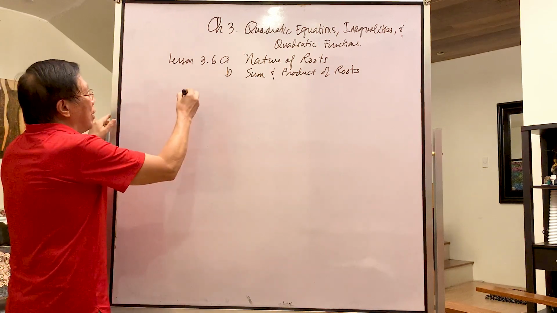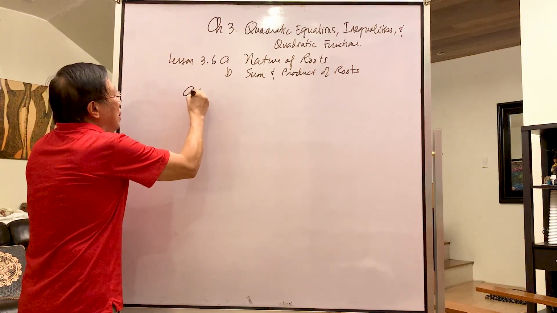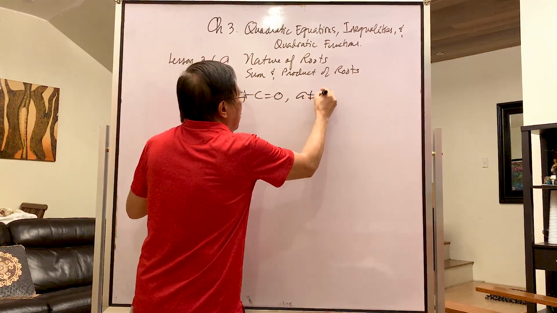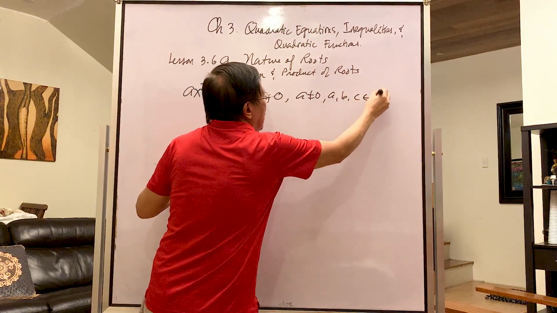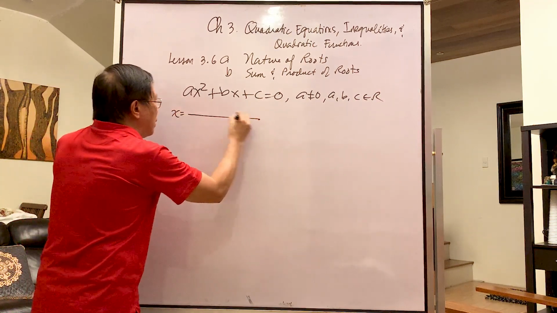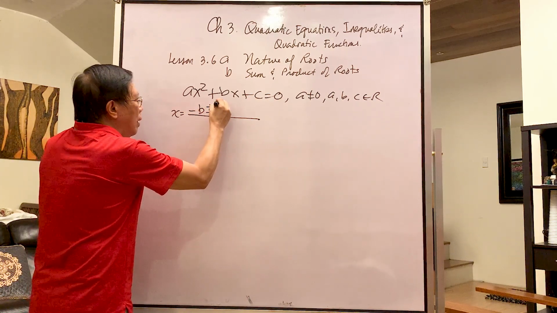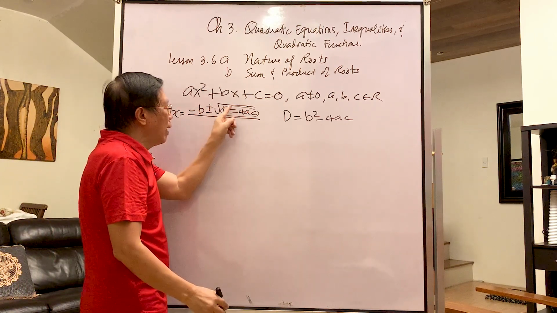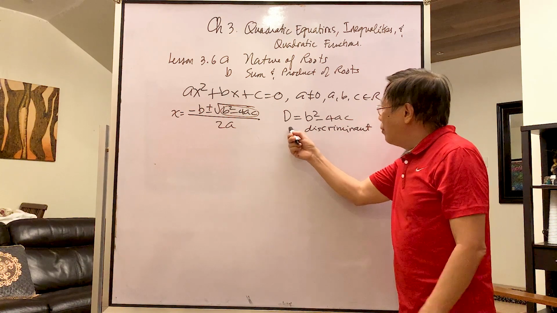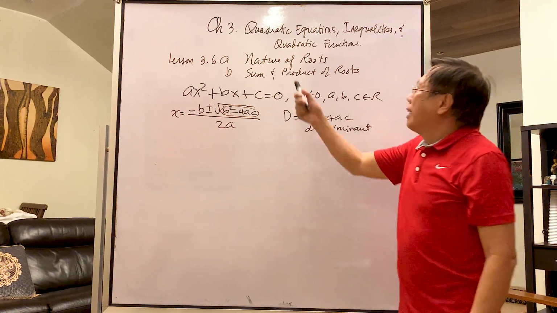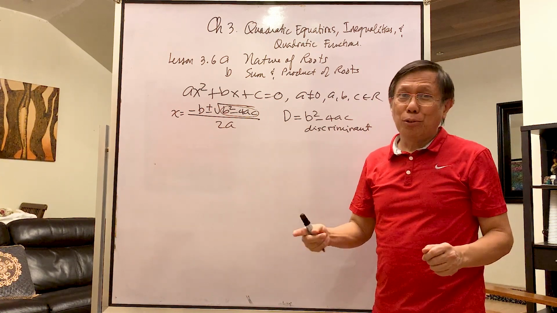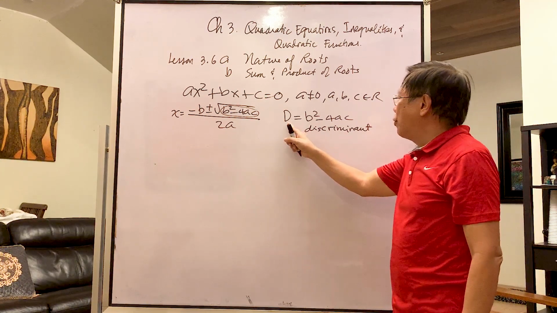Okay, let's recall the quadratic equation ax² + bx + c = 0, a ≠ 0, a, b, c ∈ ℝ. We know that the solution to this equation is given by this formula, our quadratic formula. In this quadratic formula, the radicand here is our discriminant. Computing for the discriminant will tell us the nature of the roots of a given quadratic equation even without solving for the roots. Now, what are the possibilities for D?